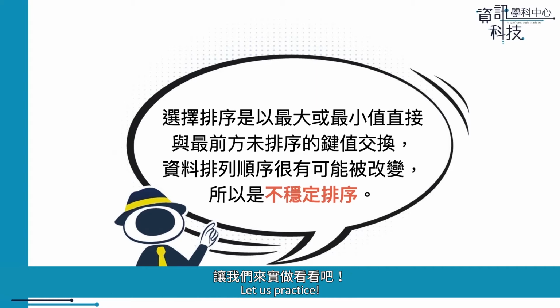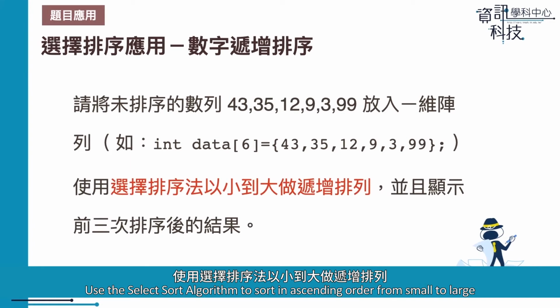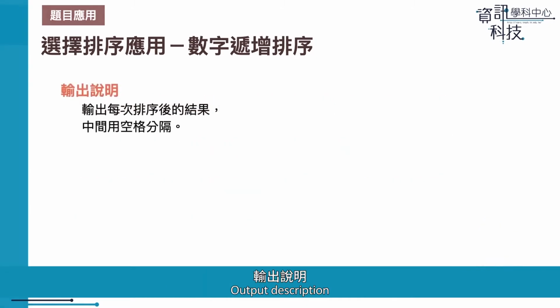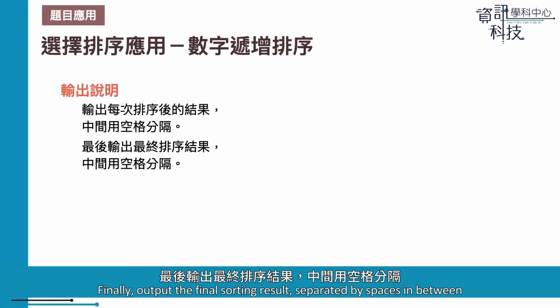Let us practice. Please put the unsorted sequence of numbers 43, 35, 12, 9, 3, 99 into a one-dimensional array. Use the selection sort algorithm to sort in ascending order from small to large and display the result of the previous 3 sorts. Output description: output the results after each sorting separated by spaces in between. Finally, output the final sorting results separated by spaces in between.